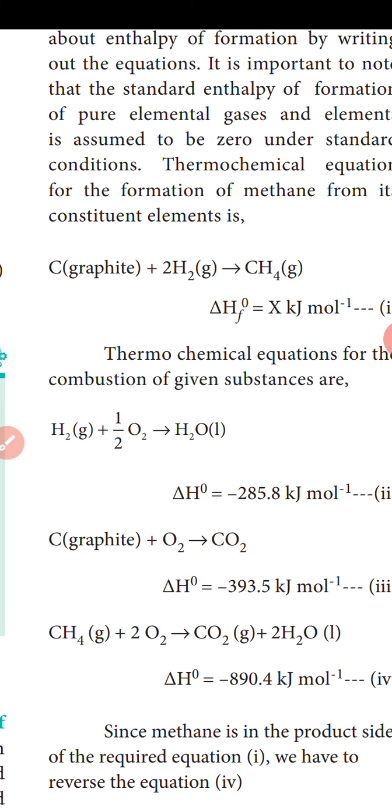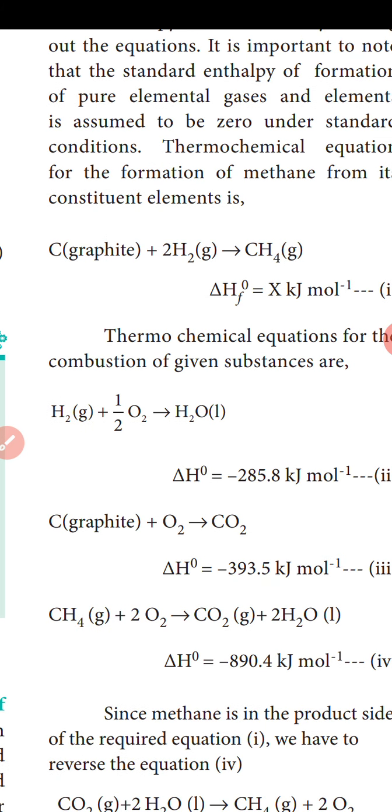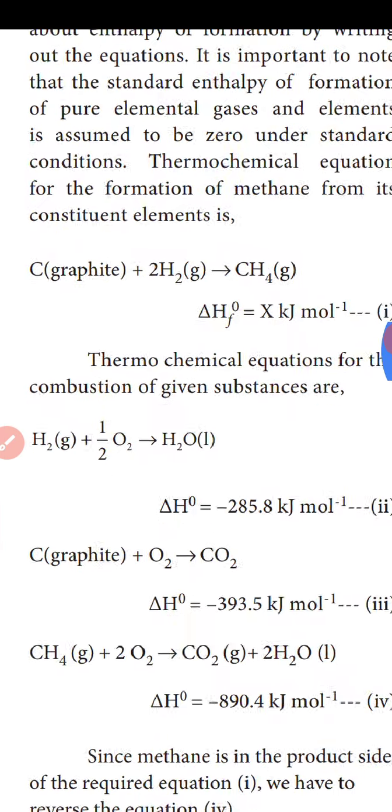For example, let us calculate the standard enthalpy of formation, del H_f naught, of CH4 from the values of enthalpy of combustion for H2, carbon and CH4. The values are minus 285.8 for hydrogen, minus 393.5 for graphite carbon, and minus 890.4 kilojoule per mole for methane, respectively. Let us write the formation reaction.